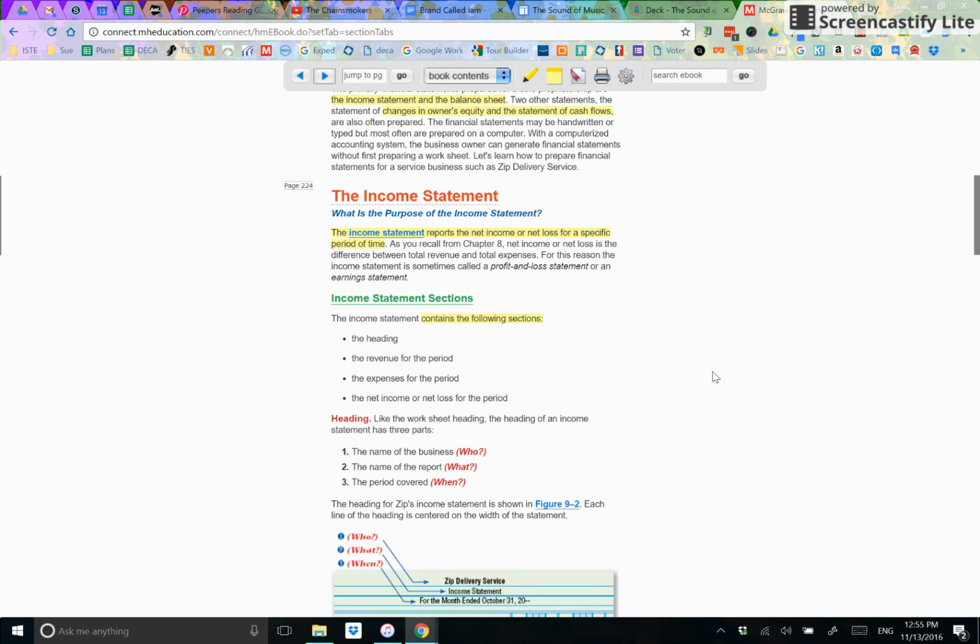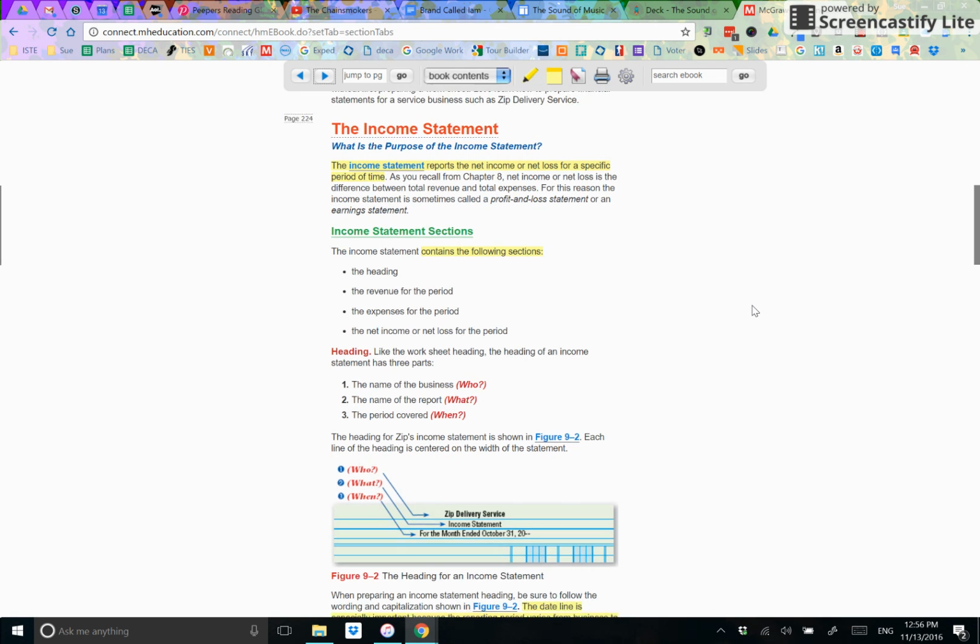We know the equation for that is revenue minus expenses. Sometimes this is called a profit and loss statement or an earnings statement. Some businesses use those names instead of the income statement. But as far as GAAP is concerned, an income statement is revenue minus expenses. So the income statement has four sections. It has the heading, like all statements. It has a revenue section, the expense section, and whether we had a net income or a net loss.